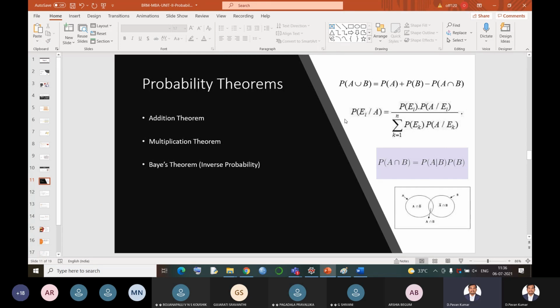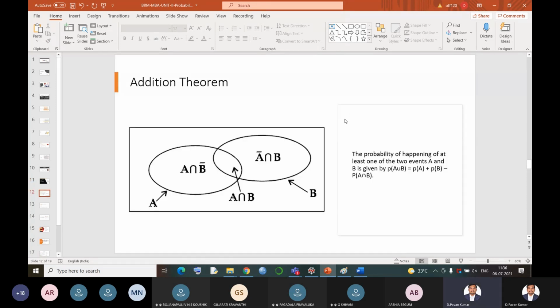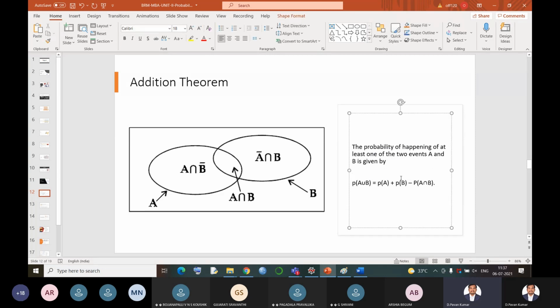Now, let's start with the first one, addition theorem. Let's see the statement of the addition theorem first. The probability of happening of at least one of the two events A and B is given by P of A union B is equal to P of A plus P of B minus P of A intersection B. Here you need to remember two things, union and intersection. Union is addition, intersection is multiplication all the time. And we have a habit of using Venn diagrams to solve the proofs of this addition theorem.